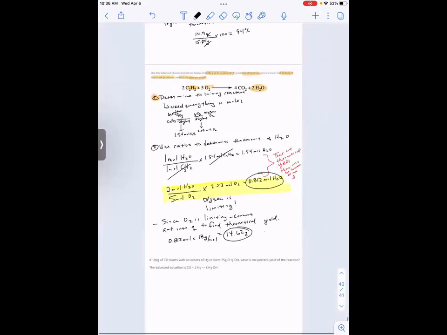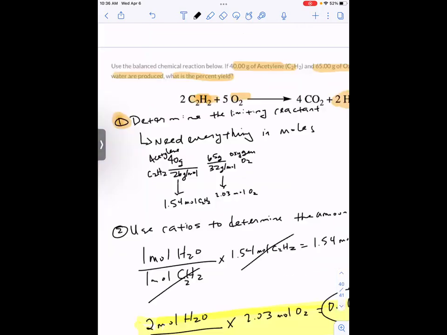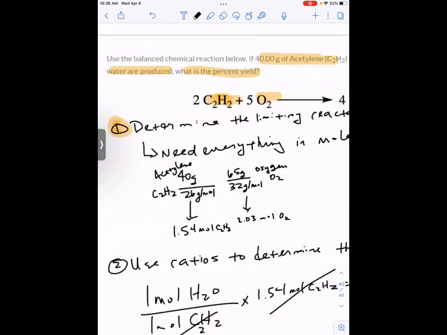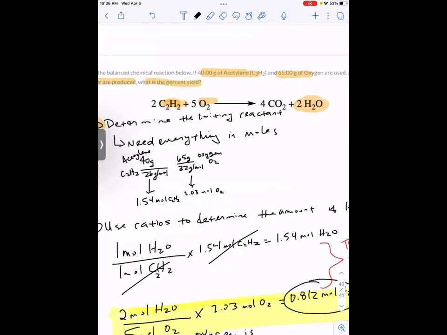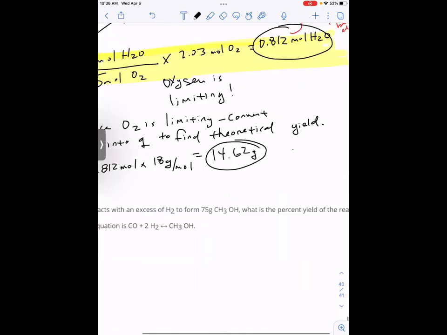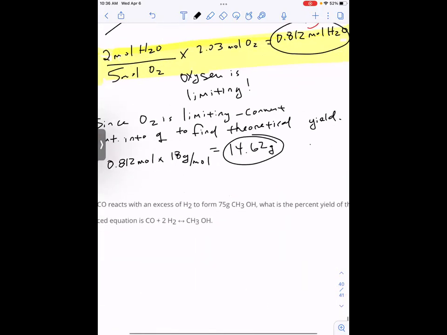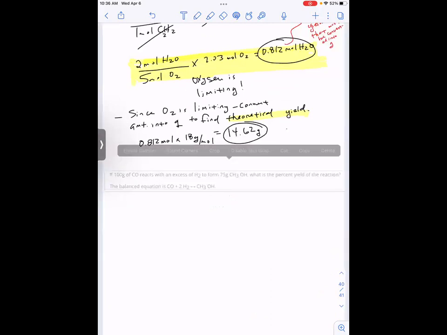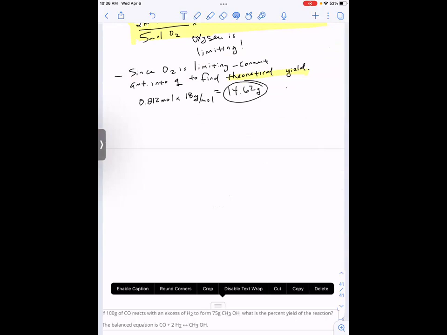Again, I'm basing that on a limited reactant. And then it told us up top that we got 25 grams of water that was actually made. So this is the theoretical yield, and now we can take that number and find the percent.